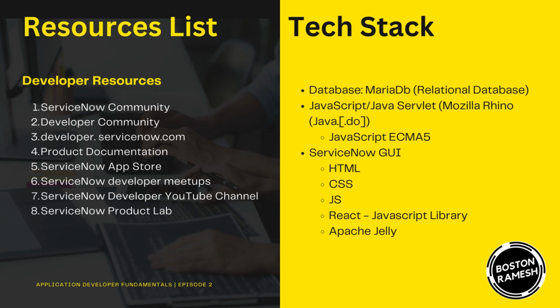And from a GUI development perspective, we need to know HTML, CSS, JavaScript, the React library for asynchronous UI development, and then we have Apache Jelly. I don't really know exactly what Apache Jelly does, but it's good to know. We'll see more and more about this, and there will be other things we'll be learning as part of this series. But it's good to know. This is a good start.